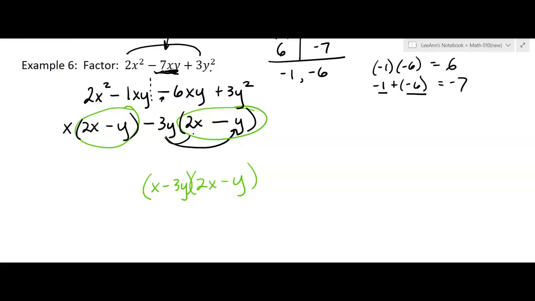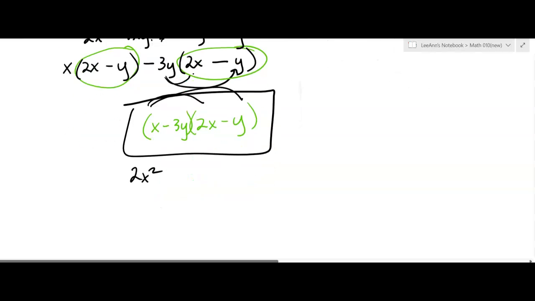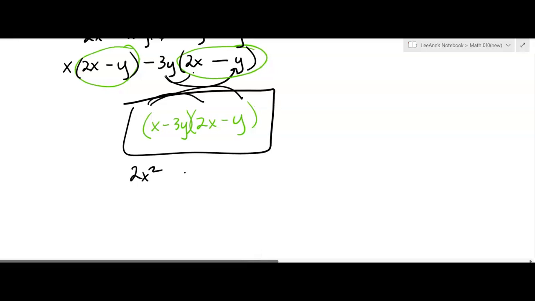Now I'm going to go ahead and show you the check just so you can see it. I'm foiling, by the way, this is the answer. I'm foiling. X times 2x is 2x squared. Trying to keep my arches out of the way. X times negative y would be negative xy. And then the inner, it would be negative 6xy. And then the last would be negative times negative is positive 3y squared.